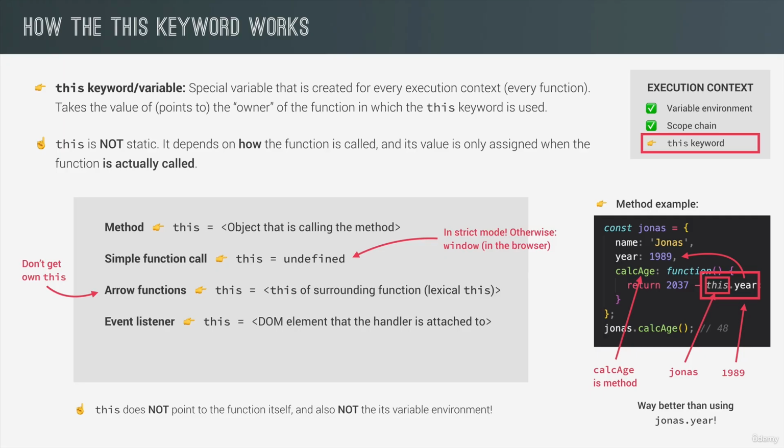Alright, and now just for the sake of completion, there are actually other ways in which we can call a function. For example, using the new keyword or the call, apply, and bind methods. But we don't know yet what any of these are, and so I will talk about how the this keyword works with them when the time comes. Anyway, that's it for this lecture, so let's now use this in practice to make it crystal clear.